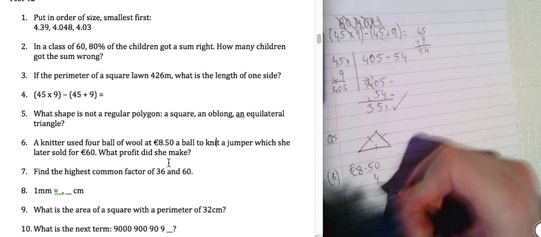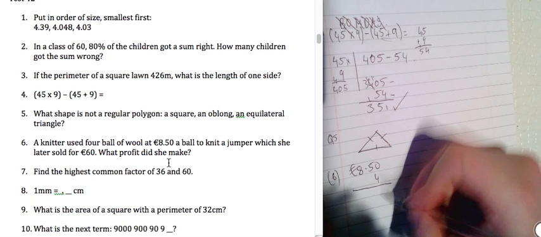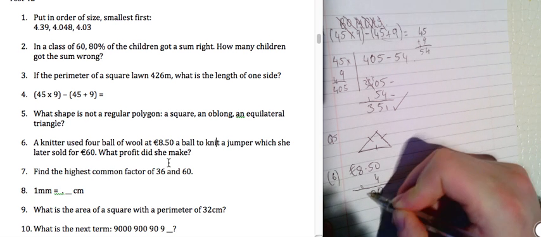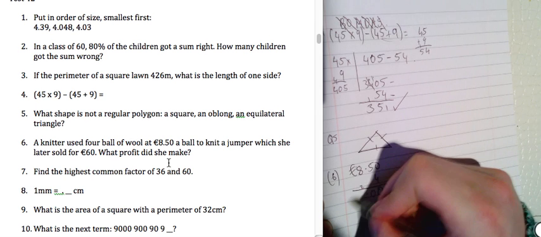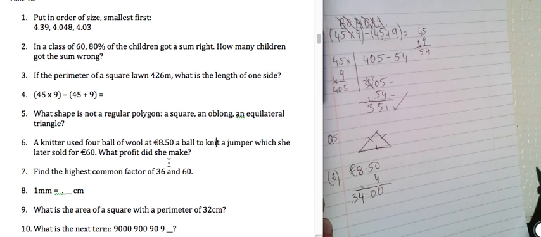4 balls of wool. Let's see how much she would have spent on wool alone before she started knitting the jumper. 4 by 0, 0, 4 by 5 is 20. Down my decimal point, 4 8s are 32, and 2 is 34. So she spent €34 on her materials for the jumper.